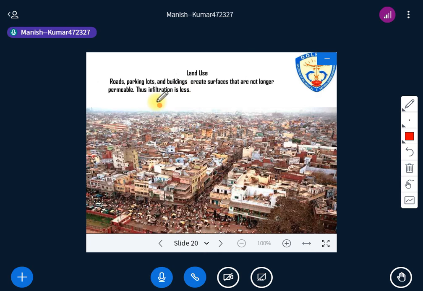Now land use, this is the thing that we are all witnessing. If you see this kind of concrete jungle, it means the open surface is no longer permeable. It is only covered with concrete. We have roads, we have pavements, cemented pavements there. So how can the water infiltrate? So you have to look at this aspect also, that land use is going to have an impact on infiltration capacity, right?